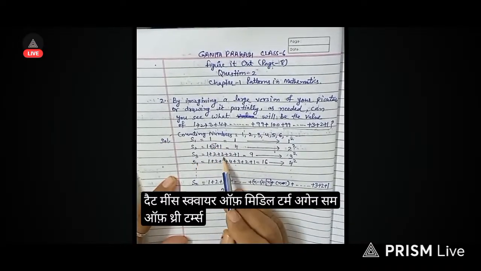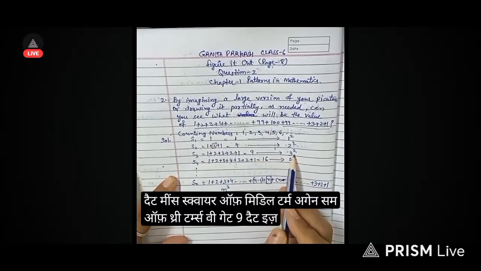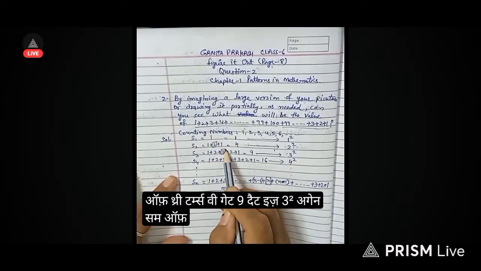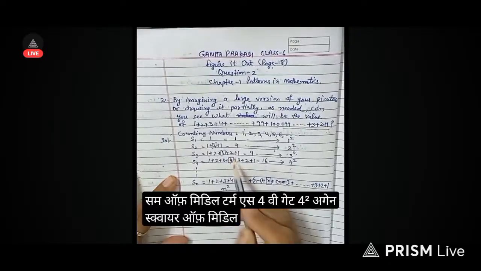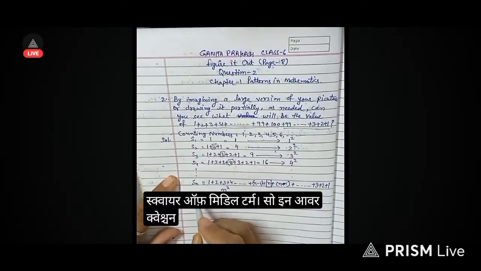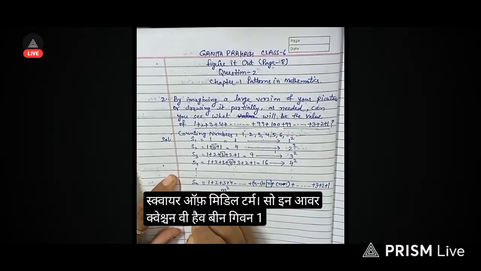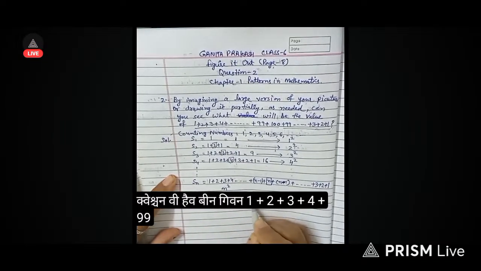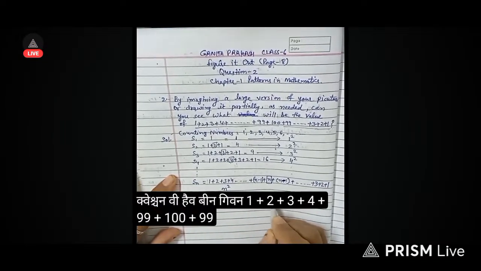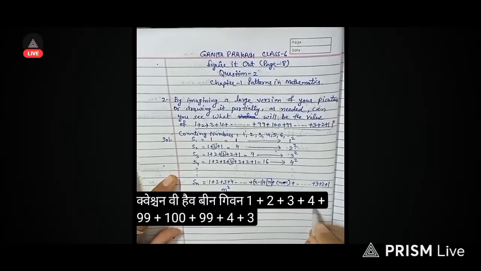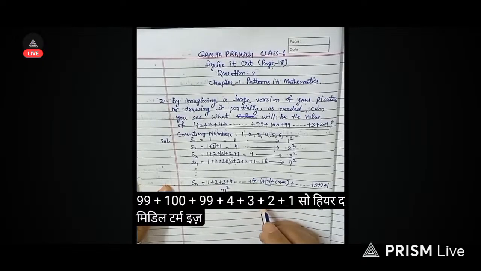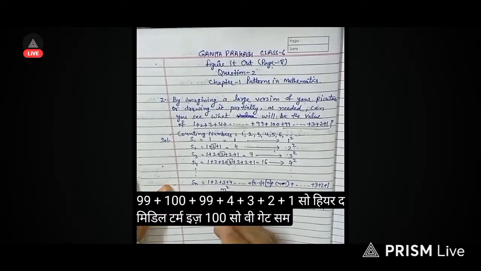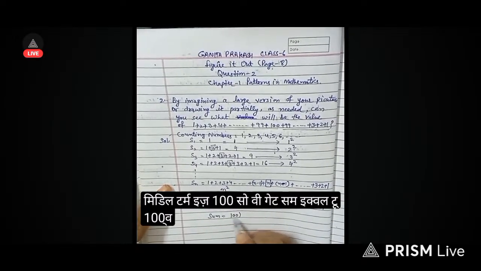Again, sum of three terms, we get 9, that is 3 square. Again S4, we get 4 square. Again square of the middle term. So in our question, we have been given 1 plus 2 plus 3 plus 4 up to 99 plus 100 plus 99 down to 4 plus 3 plus 2 plus 1. So here the middle term is 100. So we get the sum equal to 100 square.